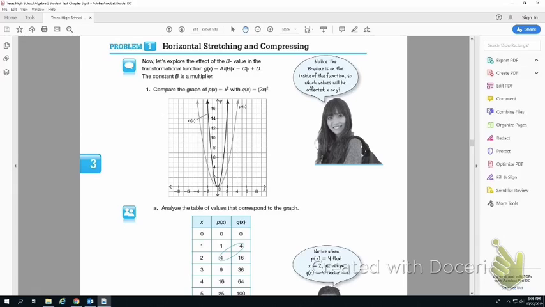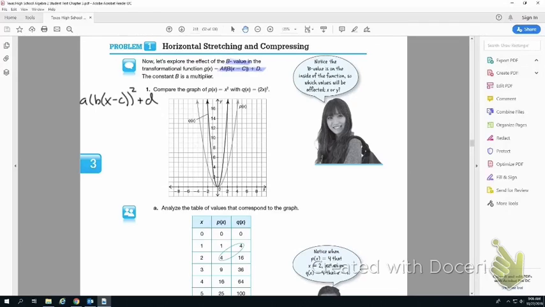So on here it says, let's explore the effect of the b value. Make sure you know where that is located. Dealing with quadratics, that's more what you're going to see in that form as opposed to the transformational function up there.